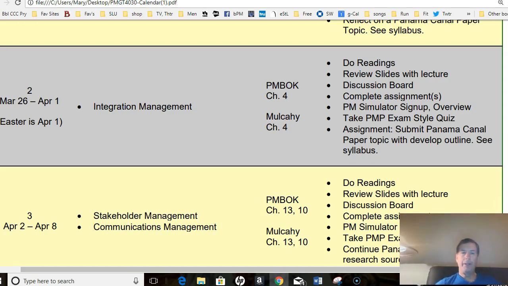You should have completed Integration Management, PMBOK Chapter 4, and Rita's book, also Chapter 4. Review the slides and lectures. Hopefully by now everyone has signed up for the simulator and you've had a chance to review. You've had 2 weeks to review the initial lesson, which should have been plenty of time to make notes about the stakeholders, their strengths, their weaknesses, because you're going to be making decisions shortly using their strengths, weaknesses, and their costs to make sure your project gets done on time.